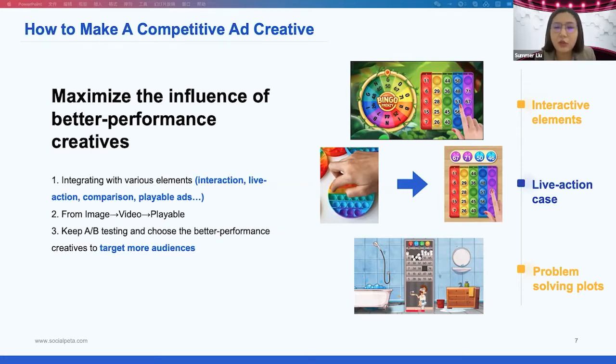And in the middle, the second version of the creative involves live action elements to make it more realistic. And the one on the bottom, which is the last one, you can see involves problem-solving plots, which is very popular now, and it makes the creative more attractive. And that's the whole picture of different angles for one single product.